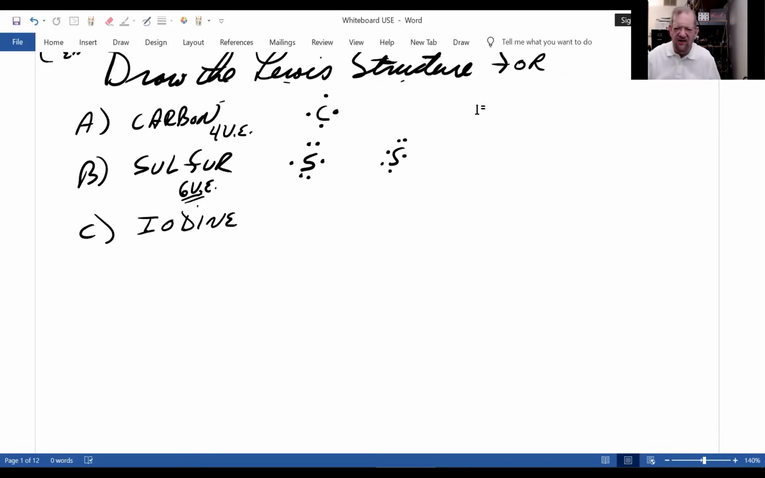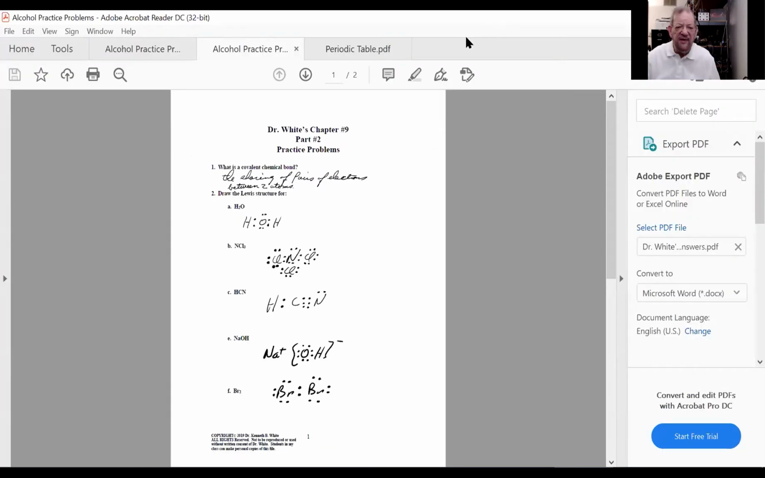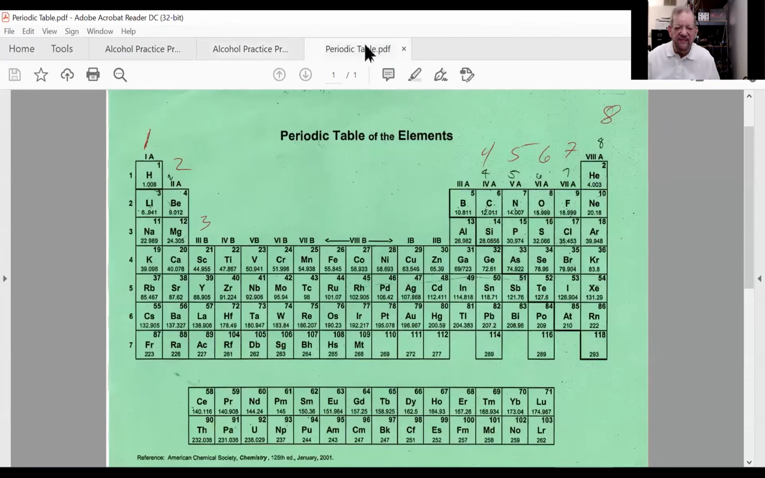And iodine is what you're trying to draw. Let's go to our periodic table. And first of all, find how many valence electrons iodine has, and then draw the Lewis structure.